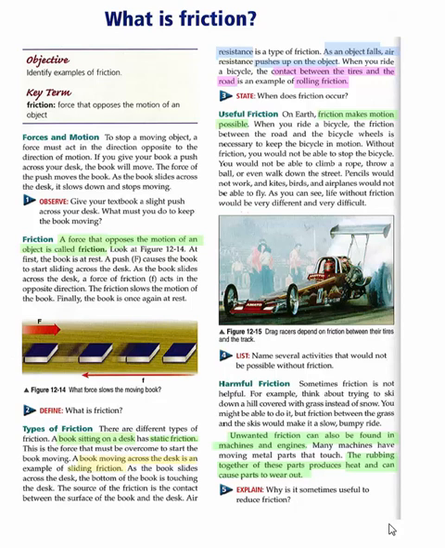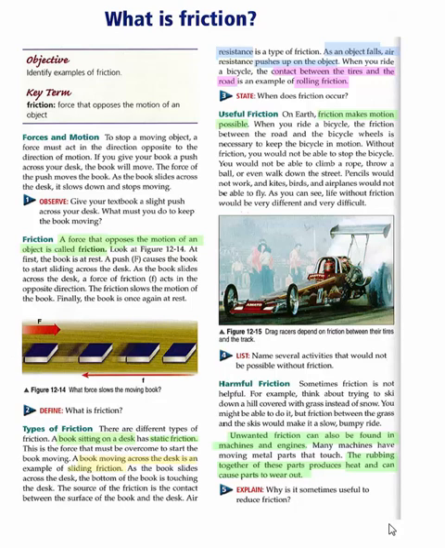Look at figure 12:14. At first, the book is at rest. A push, F, causes the book to start sliding across the desk. As the book slides across the desk, a force of friction, small f, acts in the opposite direction. The friction slows the motion of the book. Finally, the book is once again at rest. 2. Define. What is friction?